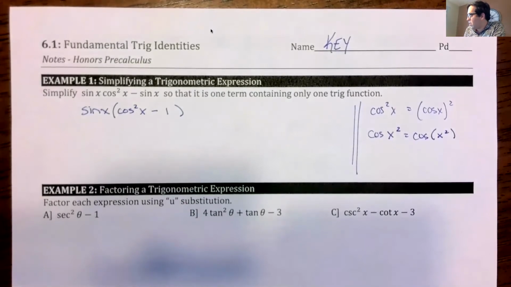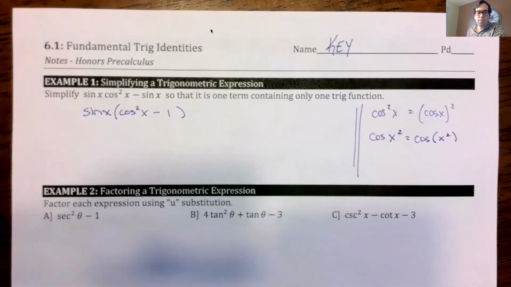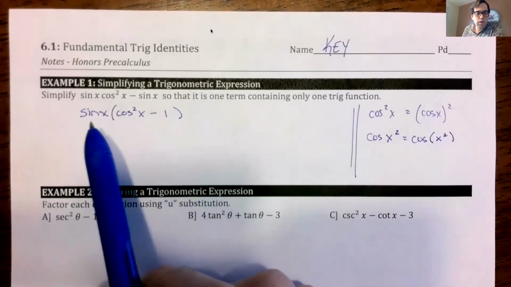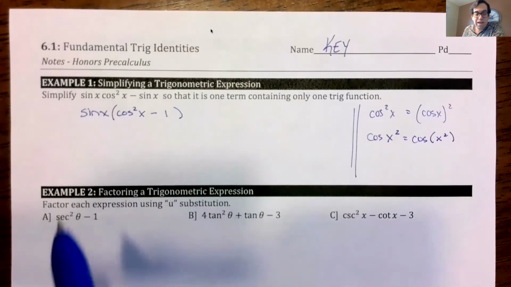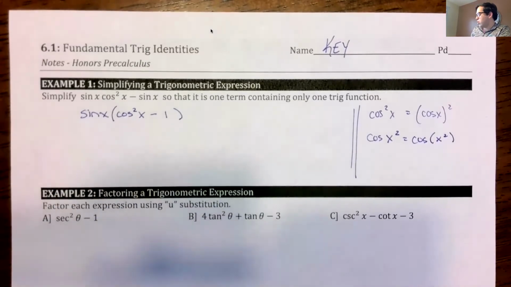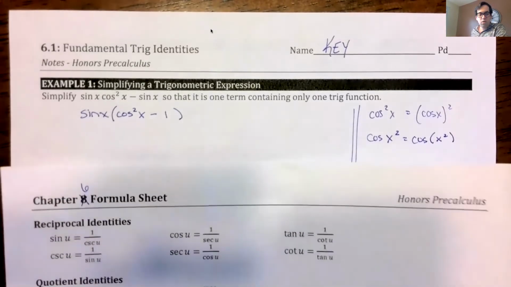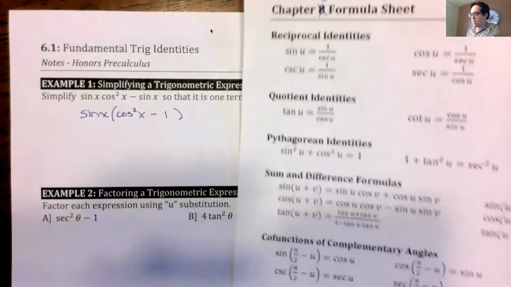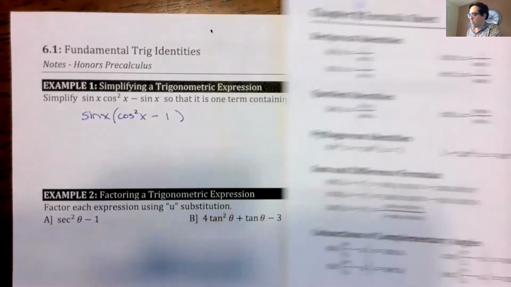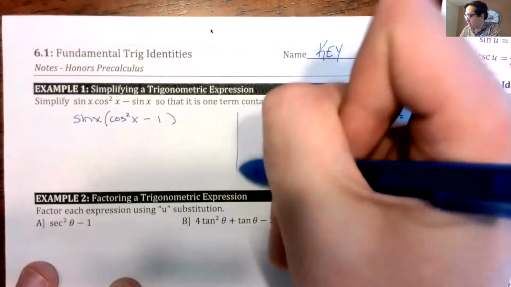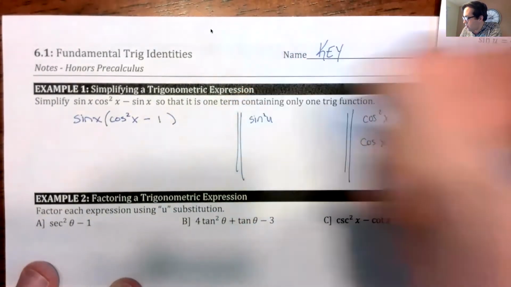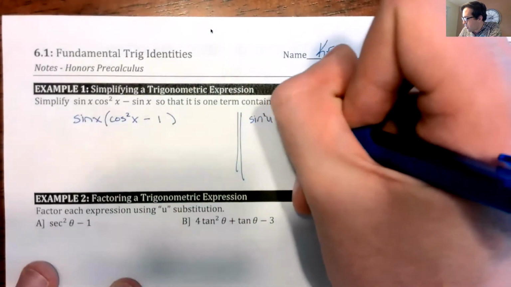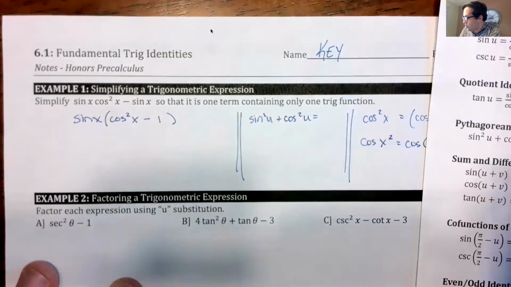So now we have cosine squared x minus 1. We're trying to make only one term and only one type of trig function. And right now, we still have too much stuff going on. So I'm going to go over to my formula sheet. We're going to be looking at the Pythagorean identities, specifically the first one here. I'm going to do a secondary aside here and write that one down. So it's sine squared u plus cosine squared u equals 1.